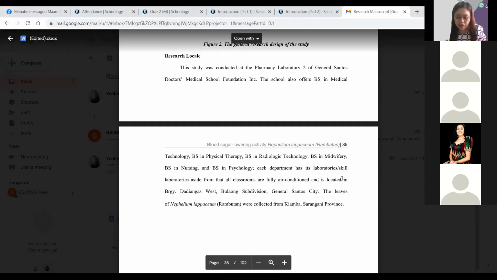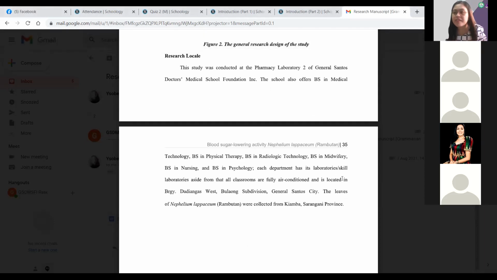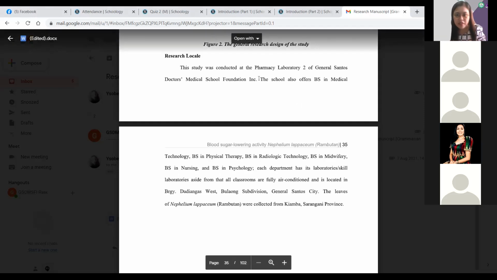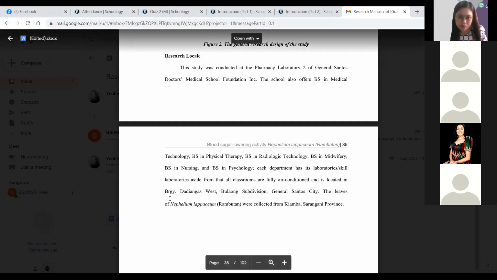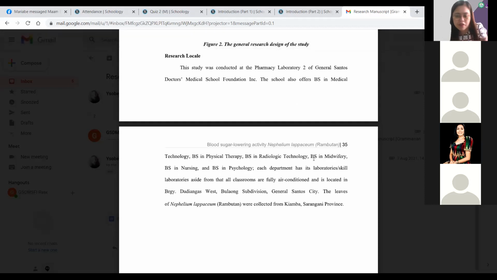They have also included description kung unsa man ang GSDMSFI. So, example like this one, the school also offers BS Medical Technology and so on. And then lahat daw ng department merong laboratory, fully air-conditioned, and the school is located at Barangay Dadiangas West, Bulaong Subdivision, General Santos City.